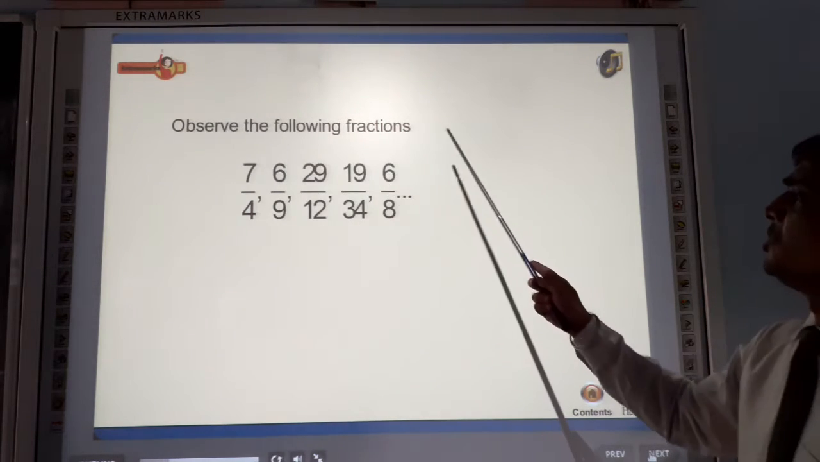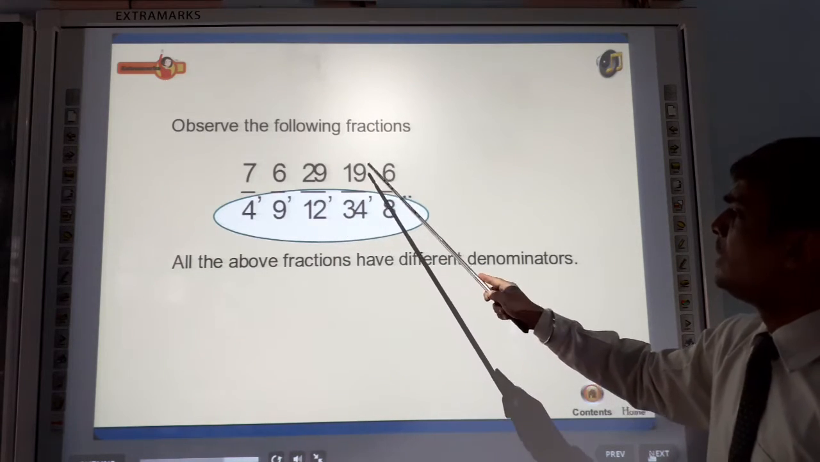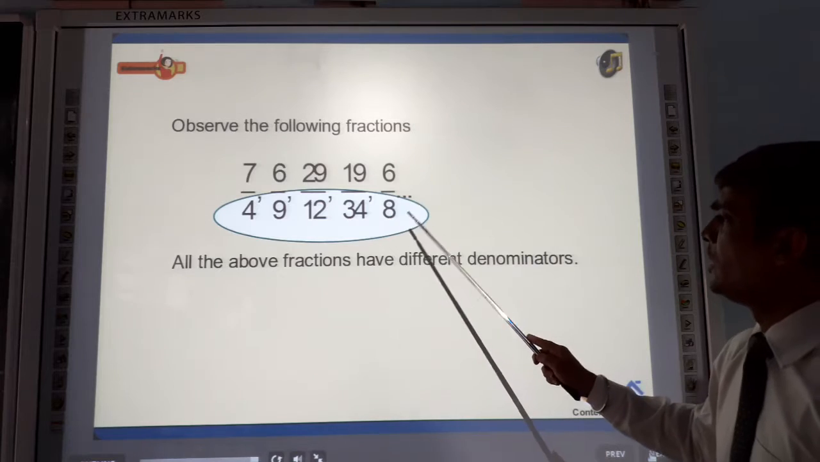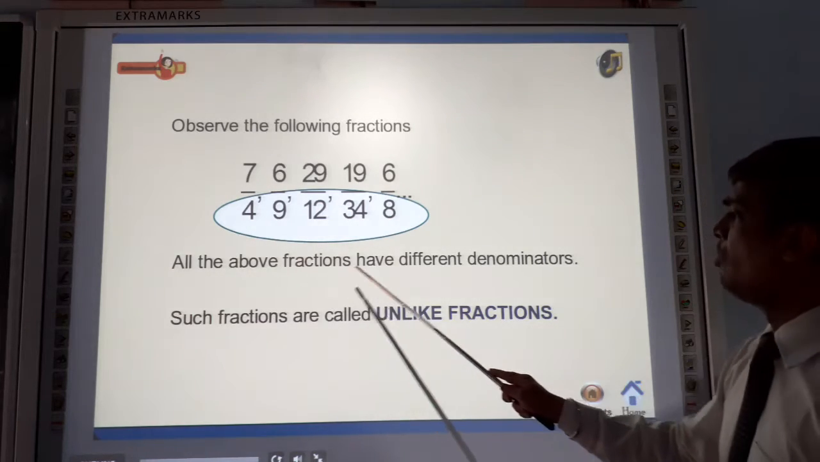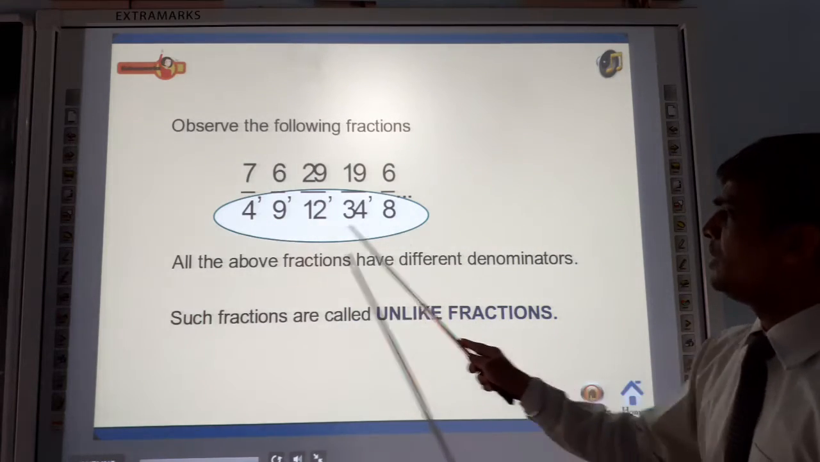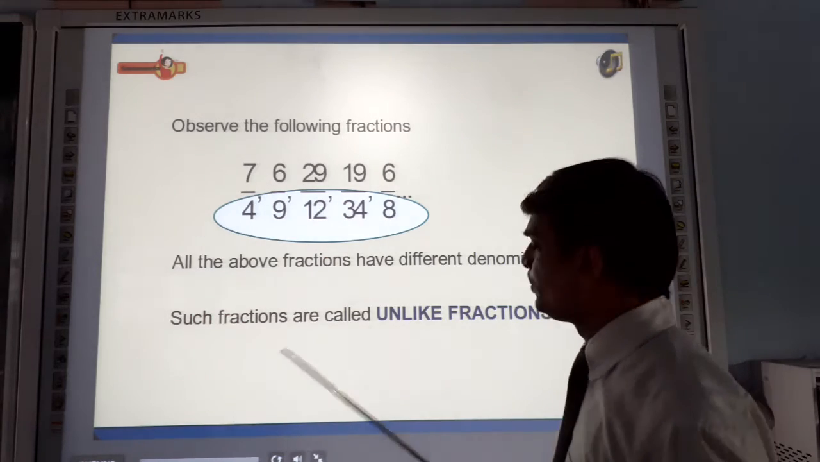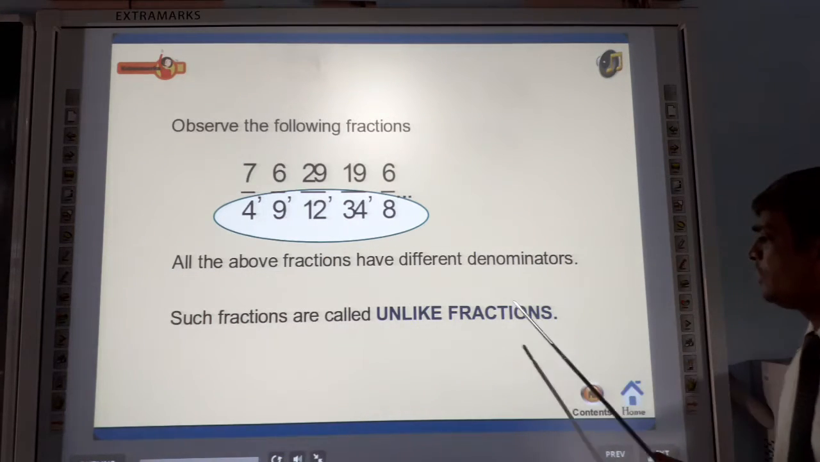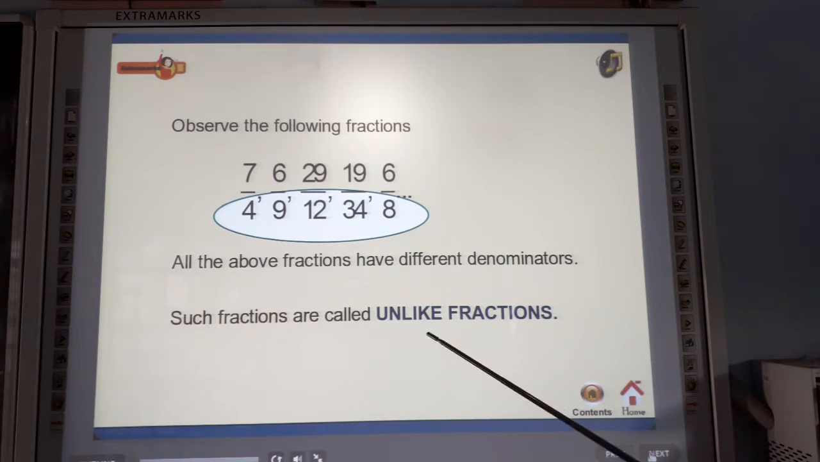Observe the following fractions: 7 upon 4, 6 upon 9, 29 upon 12, 19 upon 34, 6 upon 8, and so on. Look at this. All the above fractions have different denominators. Such fractions are called unlike fractions. Look at this. Okay. Show the board. Okay, student.